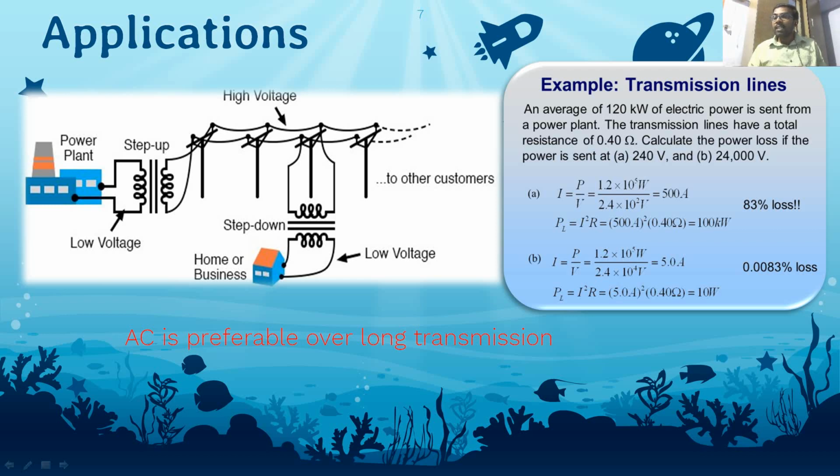When it is transferred at a voltage of 24,000 volts, that is why it is stepped up here, the losses are only 10 watts. That means about 0.0083% losses, only 10 watts out of 120 kilowatts. So nearly the whole power can be gained, right? So we transmit the power at high voltage on the transmission side, and here mainly the AC supply is used.